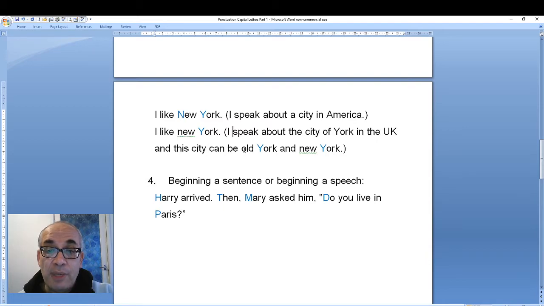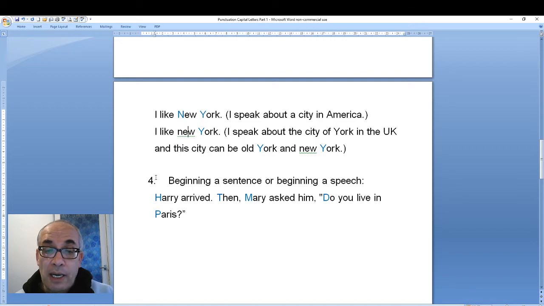And this city can be an old York or new York. So new here is an adjective. It is not a name. New is an adjective, York is a name, but here this is a name and this is a name. So when I change capital N into small n, I change the meaning. New here is a name, but this new is an adjective.